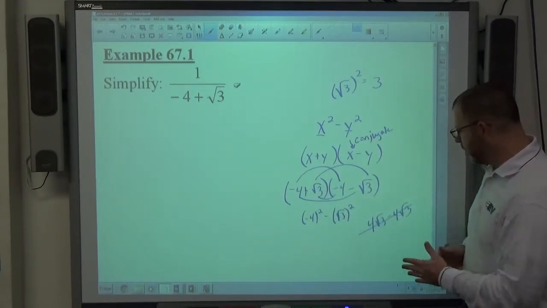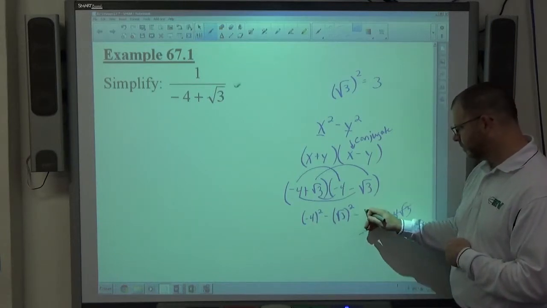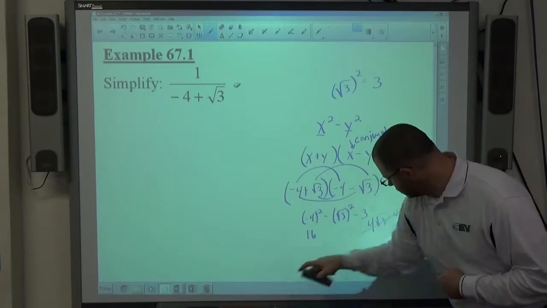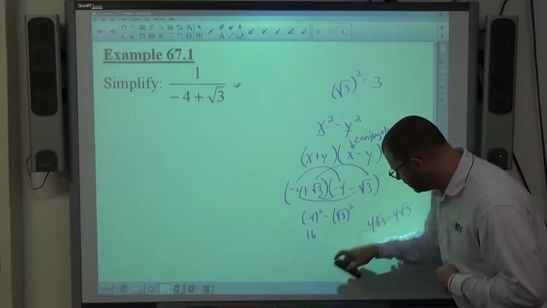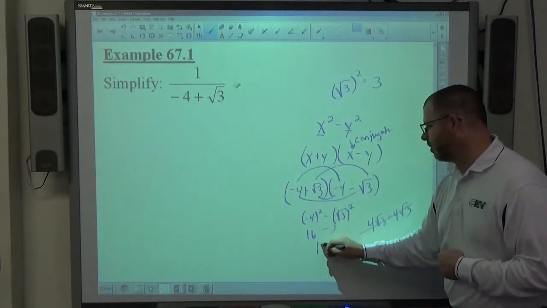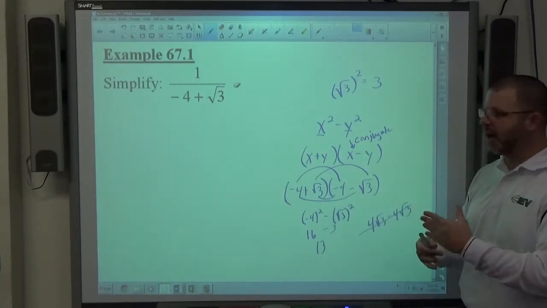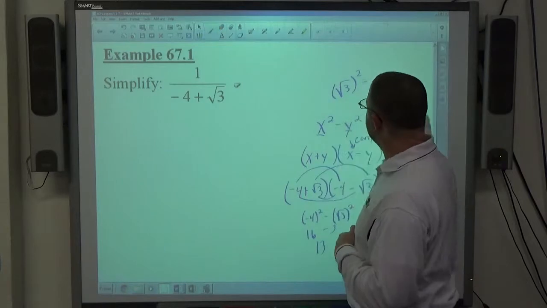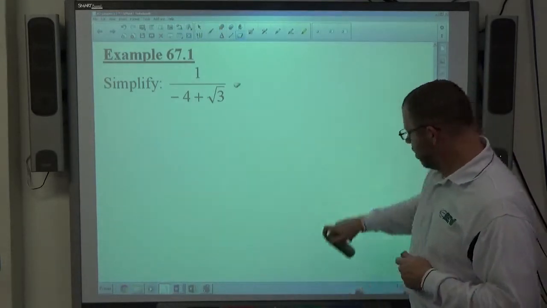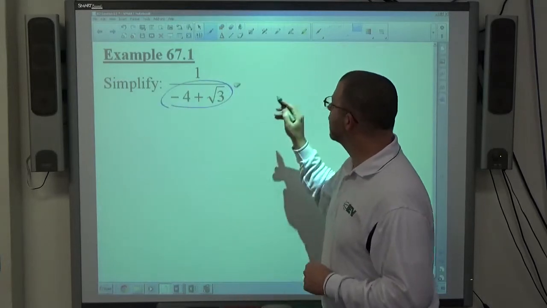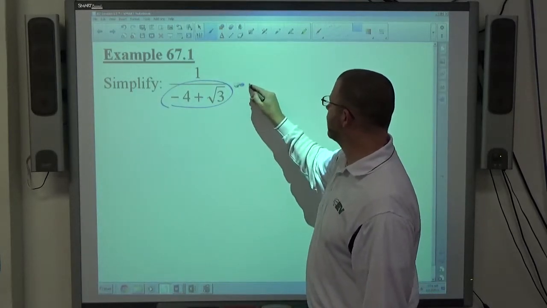Alright? And notice, just like that, that makes 16. That makes minus 3. 16 minus 3 is 13. That has no radical on it. So that's the idea here. We're going to multiply by a conjugate. We're going to fix it. So, in general, when you see a binomial denominator with a radical in it, multiplication by its conjugate is going to fix it.